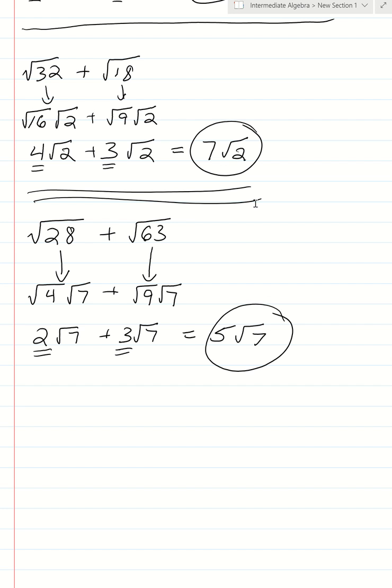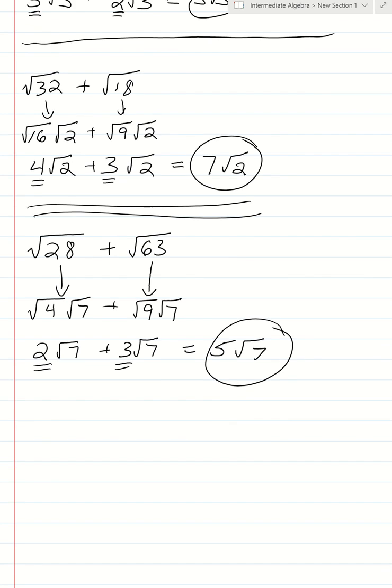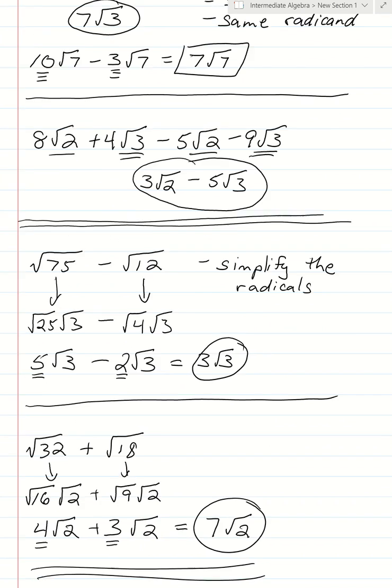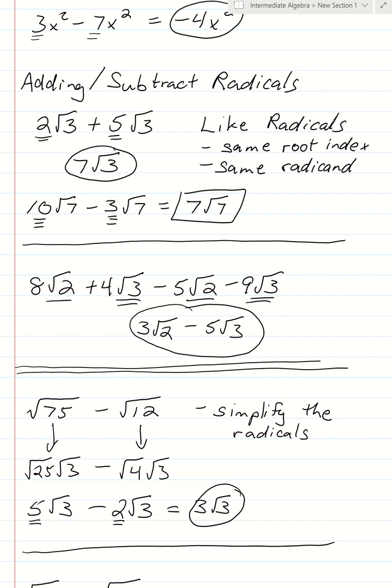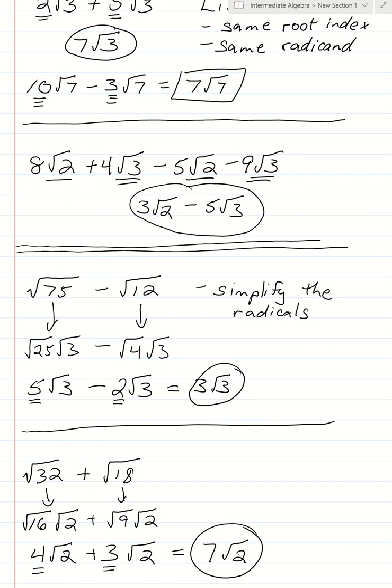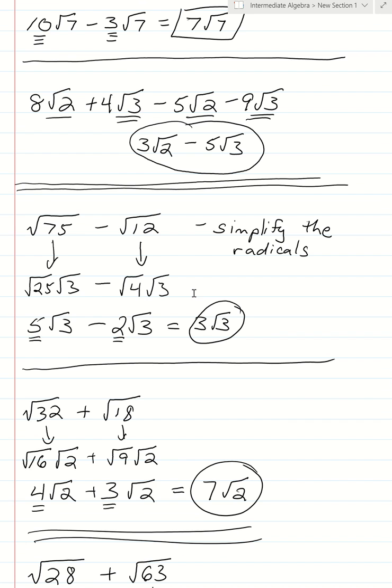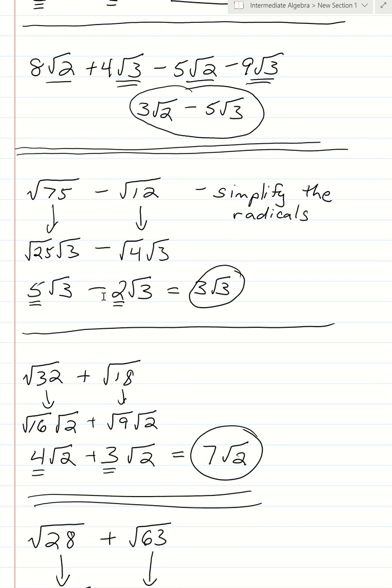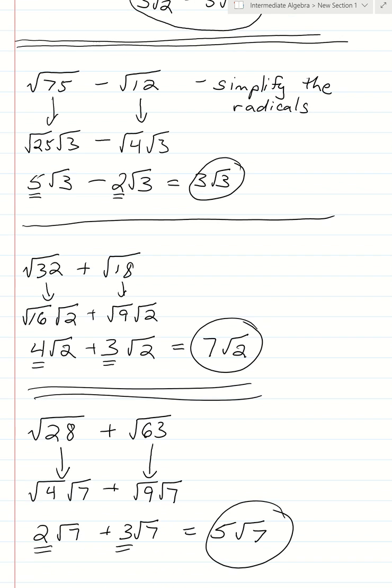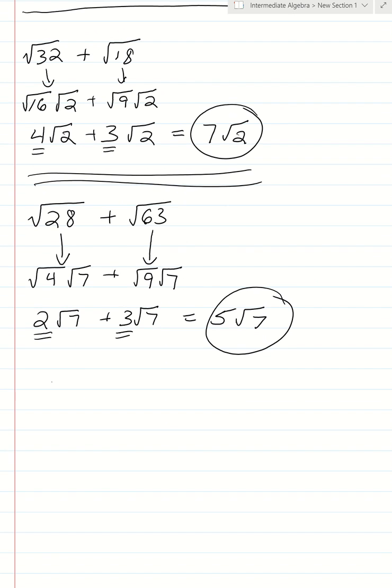Okay? So that's how we can add and subtract radicals. If they already have the same root index and the same radicand, all you have to do is either add or subtract them. If you see that you have different root indexes or different radicands, then what you're going to look to do is simplify each radical first and then perform the operation second. Okay? So that is your adding and subtracting of radicals.